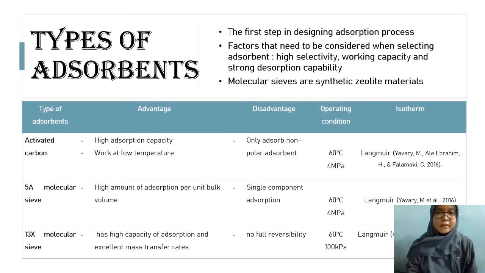Before designing an adsorption process, the first step is to select the type of adsorbent. Some factors that need to be considered when selecting an adsorbent are high selectivity, high working capacity, and strong desorption capability. In this table, you can see several mainly used types of adsorbents such as activated carbon, 5A molecular sieve, and 13X molecular sieve. These adsorbents have their own advantages and disadvantages.